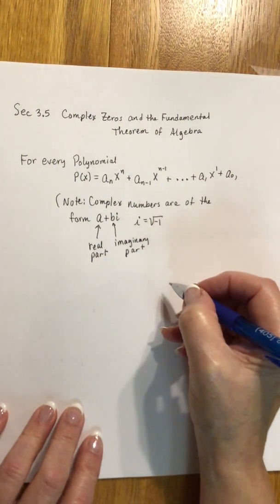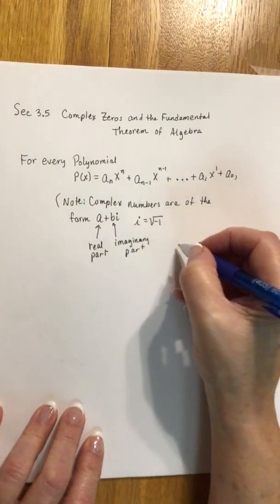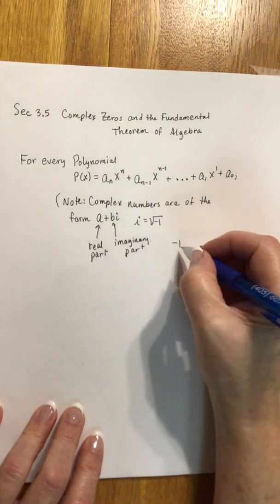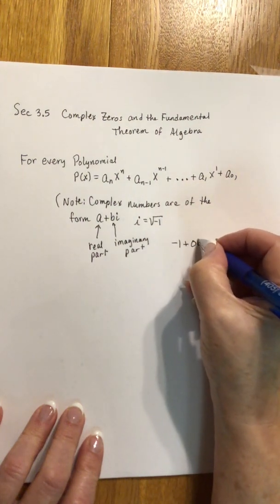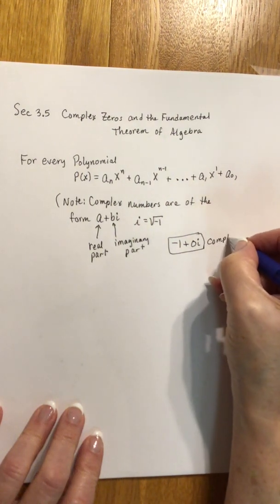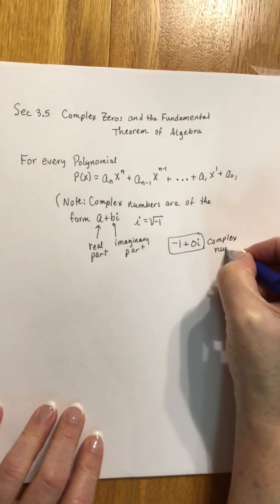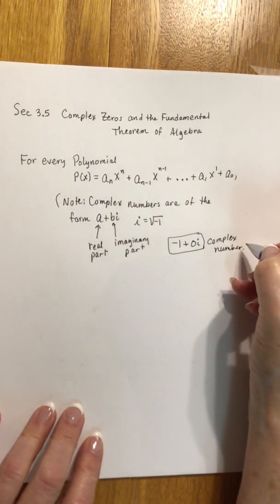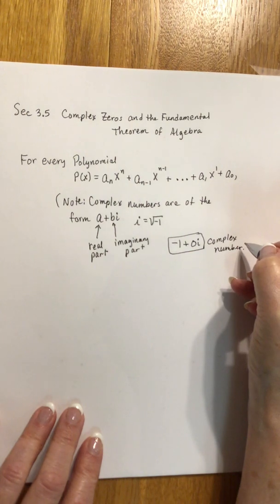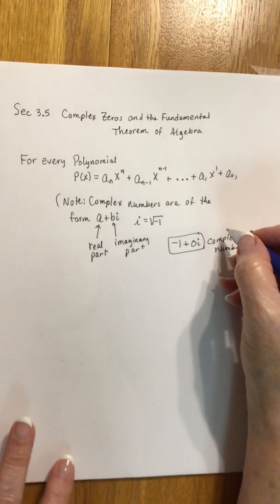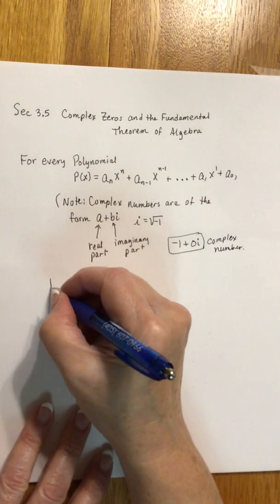So an integer can also be written as a complex number. So if I have the integer negative 1, then I can make that into a complex number by just putting a plus 0i on it. So this would be an example of a complex number. So we're going to be using this idea to find the complex zeros of a given polynomial. So we're going to start out with an example.